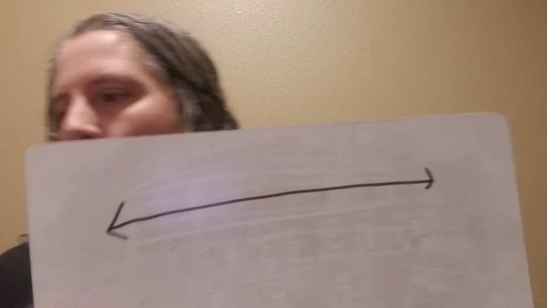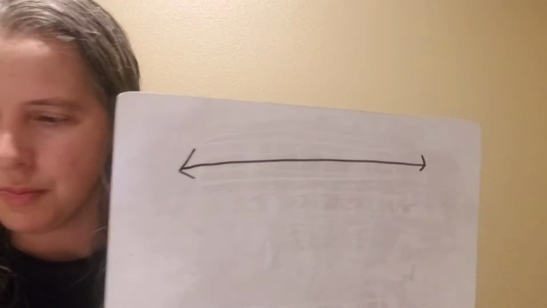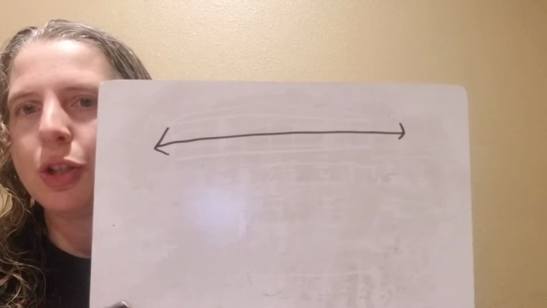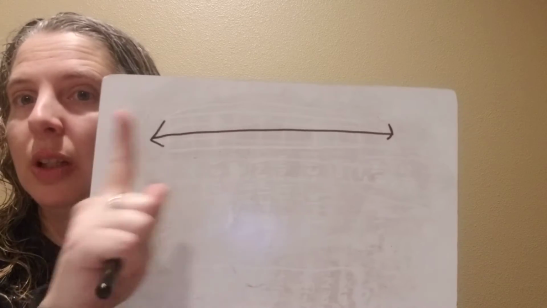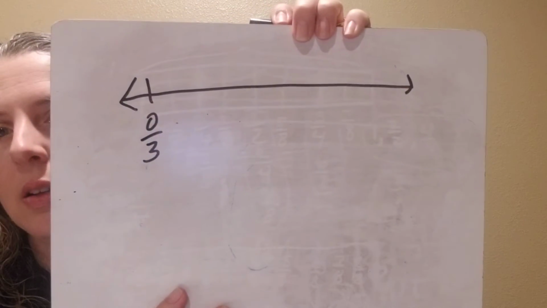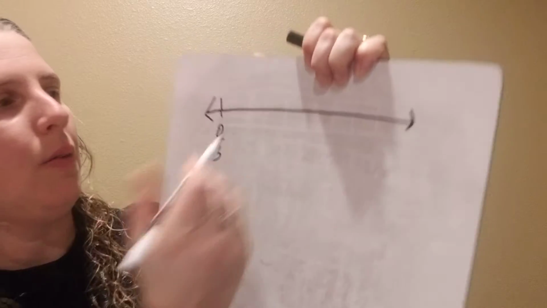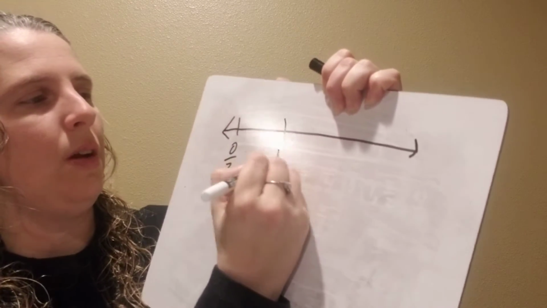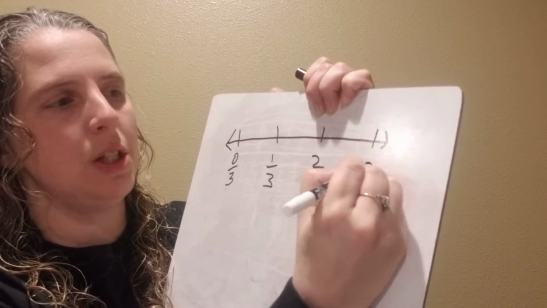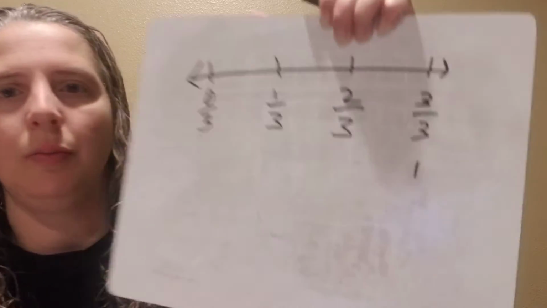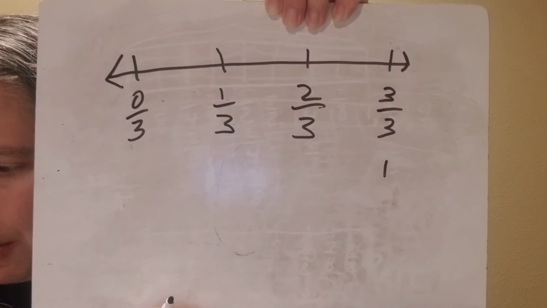I want you to set that one aside and go back to the line that you drew. Okay? So we're going to break this into 3 parts. So this whole line is only going to be 1 whole. All right? So we're going to start at the first line. I know it's going to be out of 3. So put 0 out of 3. And then we're going to mark it 1/3, 2/3, and 1 whole, which is 3/3. Okay? So I want you to do that.